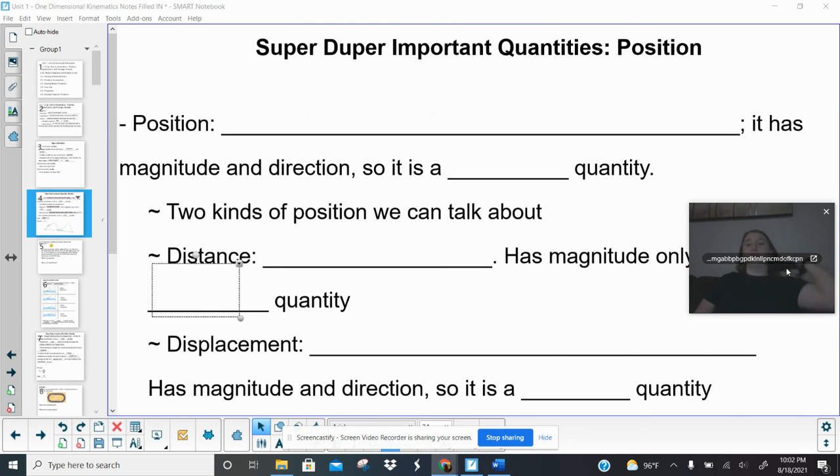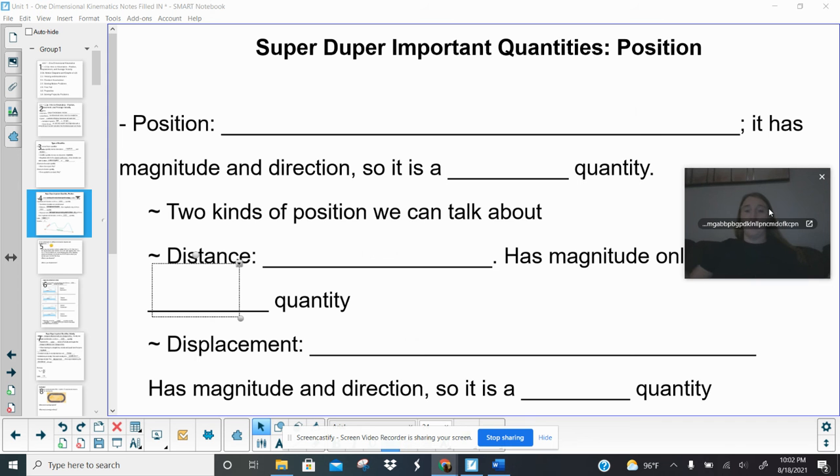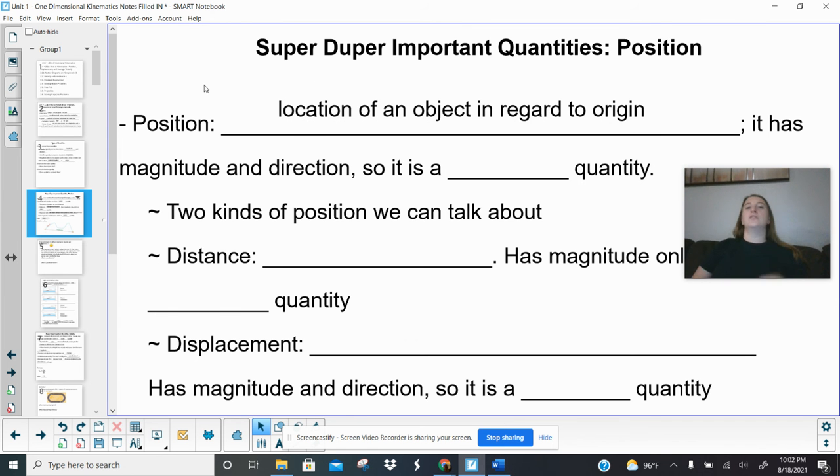So let's talk about one of our first super important quantities that's going to come up over and over again, and in fact, it already has because we did our lab on it: position. Position is the location of an object in regards to its origin. So we talk about position in general, and then we can get more specific about it. Now, typically position has magnitude and direction. So we call this what type of quantity if it has magnitude and direction? It's a vector, right? If it has direction, that's a vector quantity.